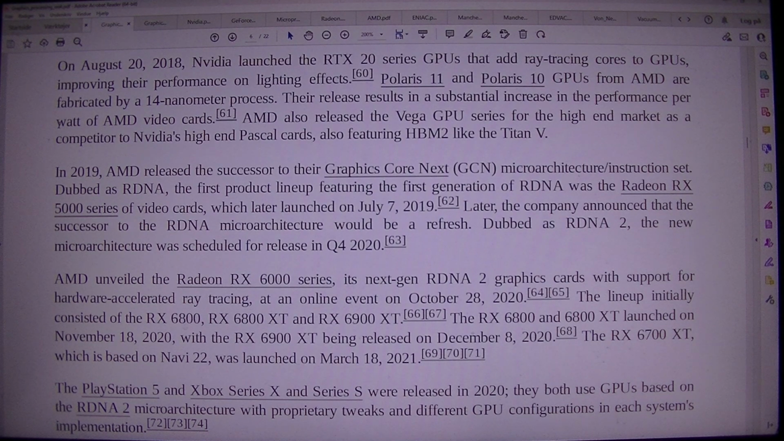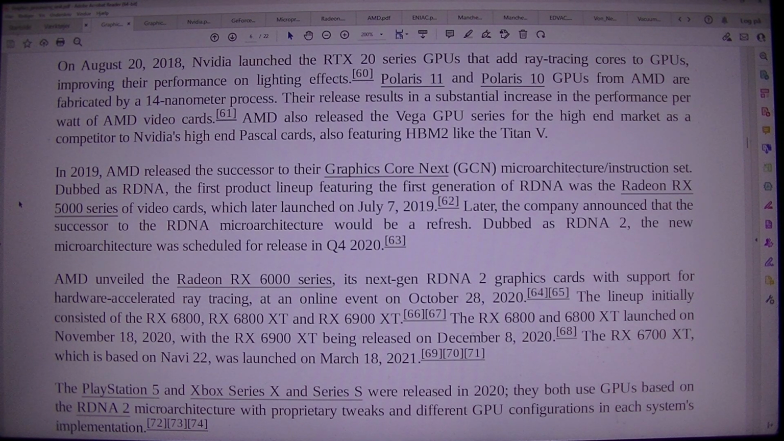In 2019, AMD released the successor to their Graphics Core Next, GCN, microarchitecture/instruction set. Dubbed as RDNA. The first product lineup featuring the first generation of RDNA was the Radeon RX 5000 series of video cards, which later launched on July 7, 2019. 62. Later, the company announced that the successor to the RDNA microarchitecture would be a refresh, dubbed as RDNA 2. The new microarchitecture was scheduled for release in Q4 2020.